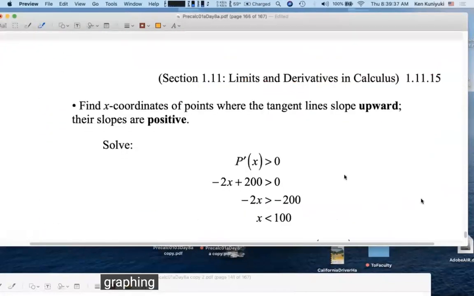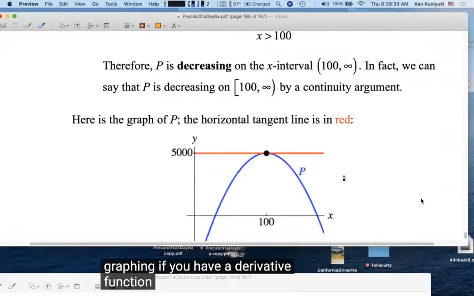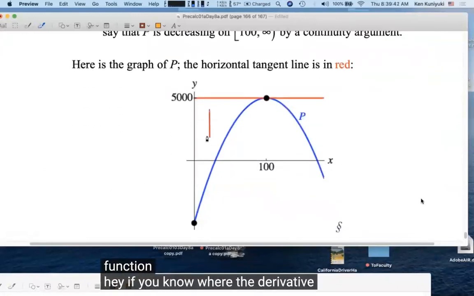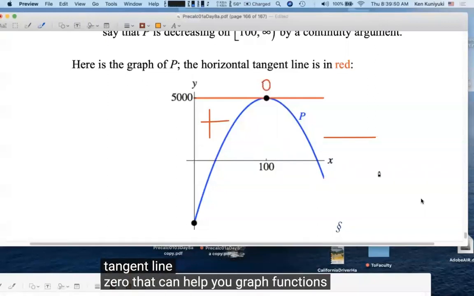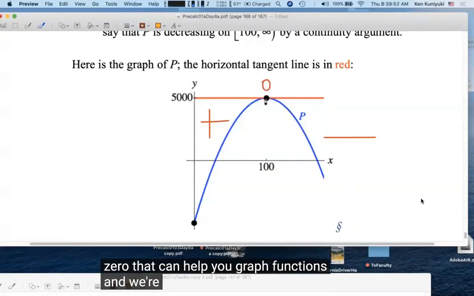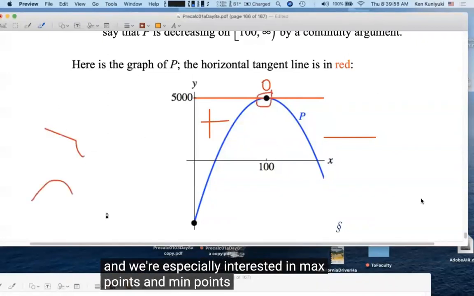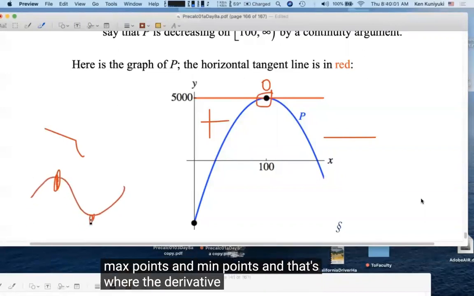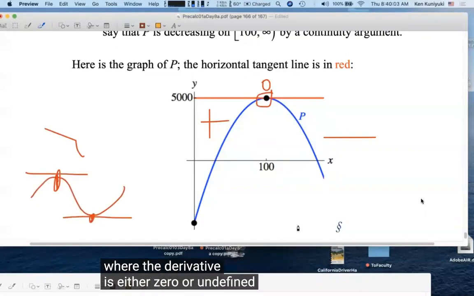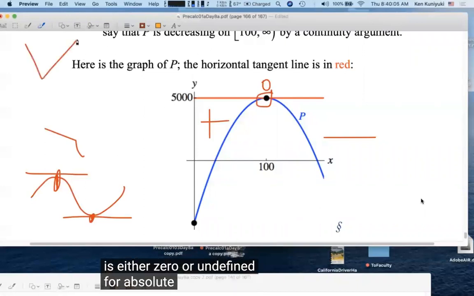Graphing. If you have a derivative function, if you know where the derivative is positive, if you know where the derivative is negative, if you know where the derivative is 0, what's the slope of this tangent line? 0. That can help you graph functions. And we're especially interested in max points and min points. And that's where the derivative is either 0 or undefined. For absolute value, at this point here, the derivative is undefined.